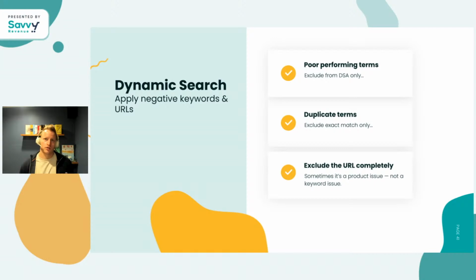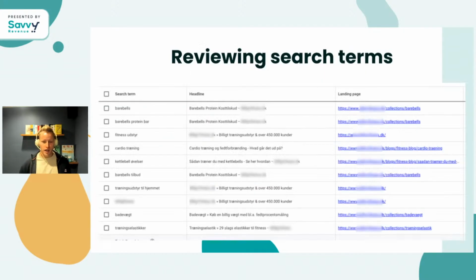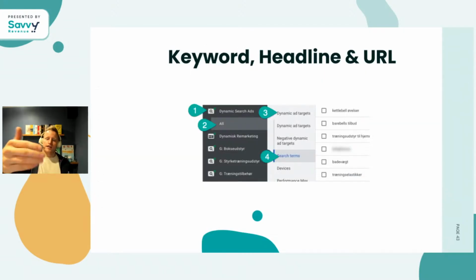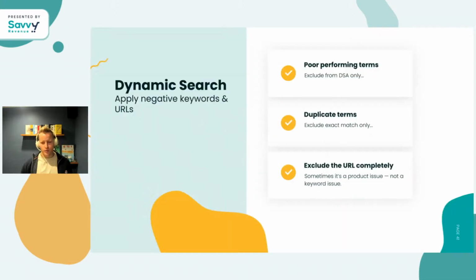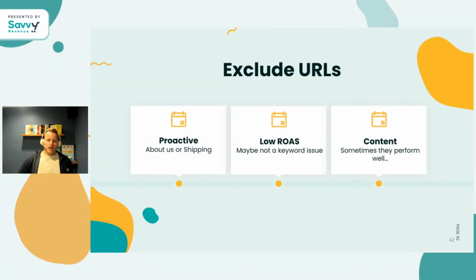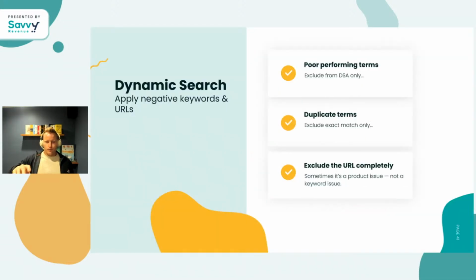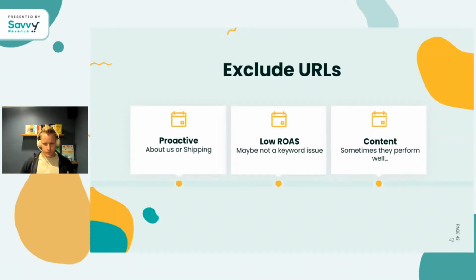And again, it's also the opposite. Maybe a URL on a product is pretty good, but it's being shown for the wrong keyword. So when you're looking at dynamic ad target search terms, in here you'll get the search term and headline and landing page, and that will give you an idea of what these things are being shown for. That way you can better analyze: is this a keyword issue, or a search term issue, or is it a URL issue?